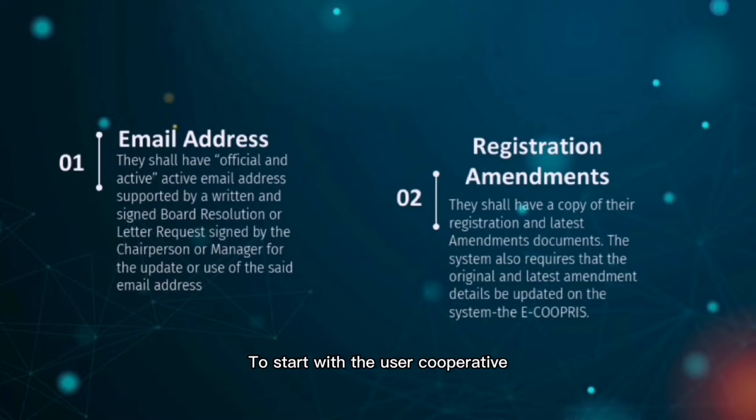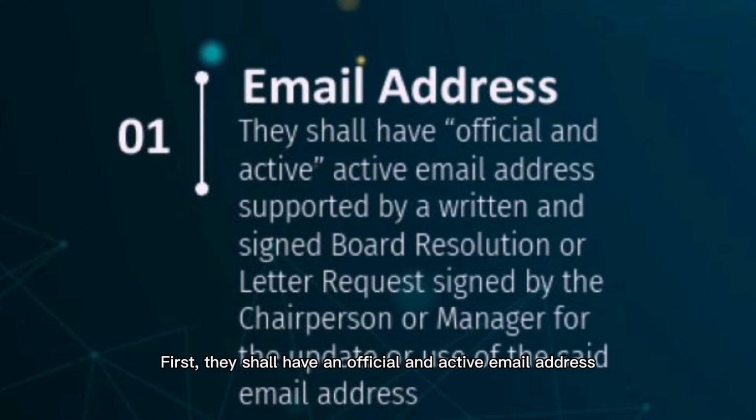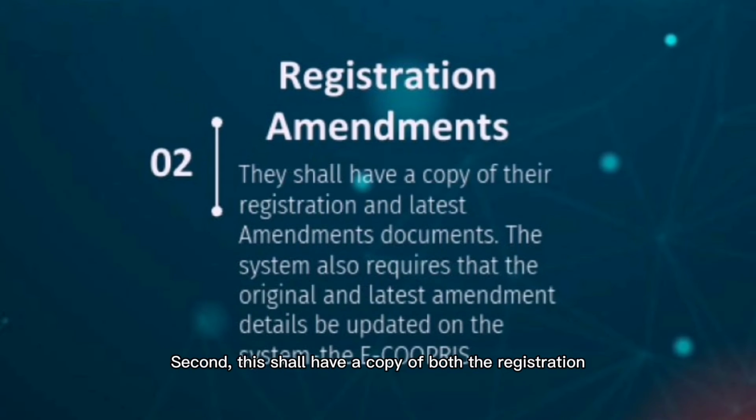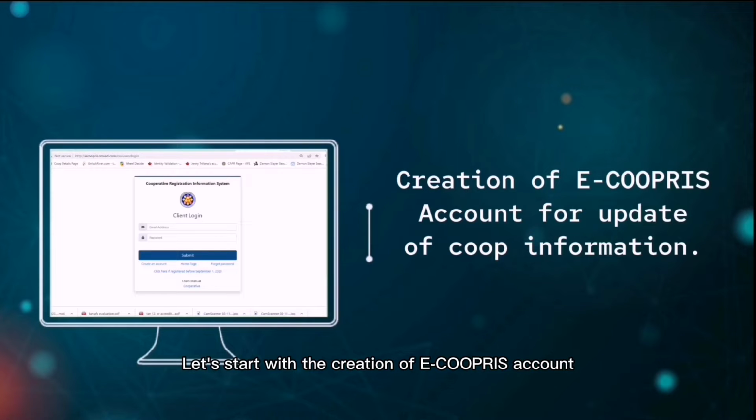To start with, the user cooperative shall note the following. First, they shall have an official and active email address supported by a written and signed board resolution or letter request signed by the chairperson or manager for the update or use of the said email address. Second, they shall have a copy of both the registration and latest amendment documents. The system also requires the original and latest amendment details be updated on the system, the e-Cooperatives, to proceed to report submission. To do so, let's start with the creation of e-Cooperatives account for update of coop information.